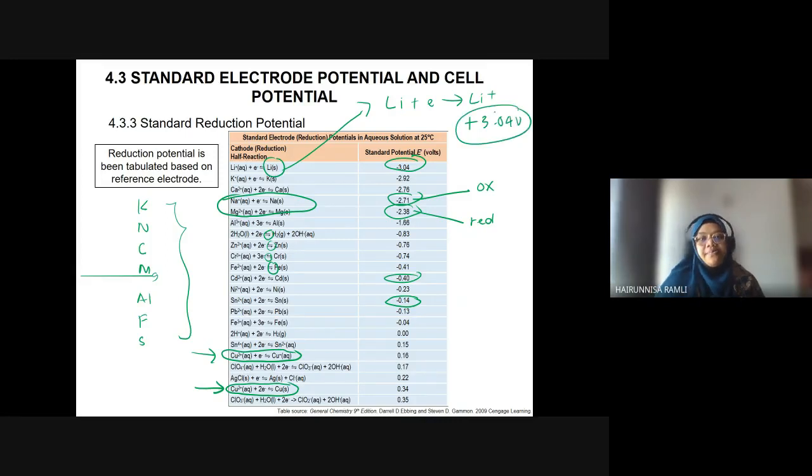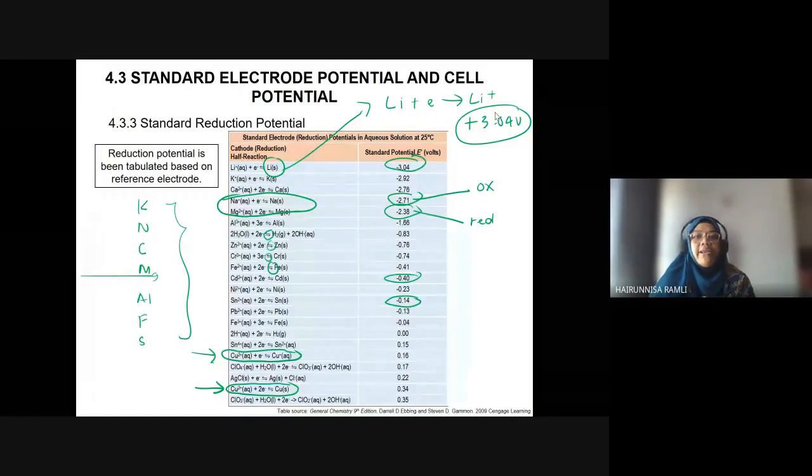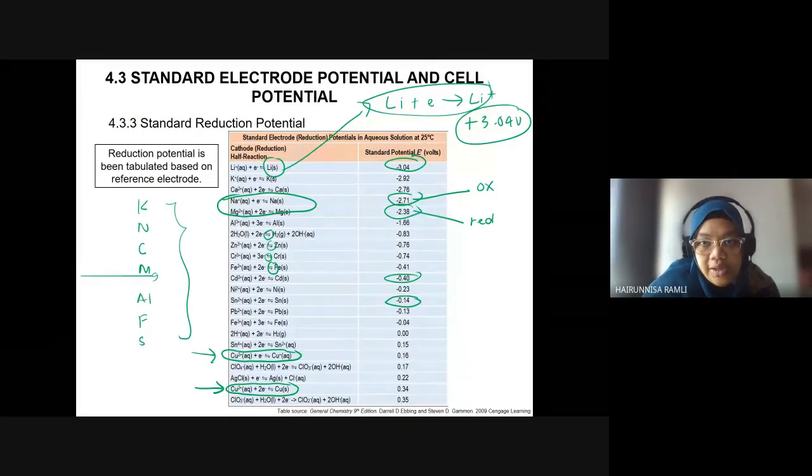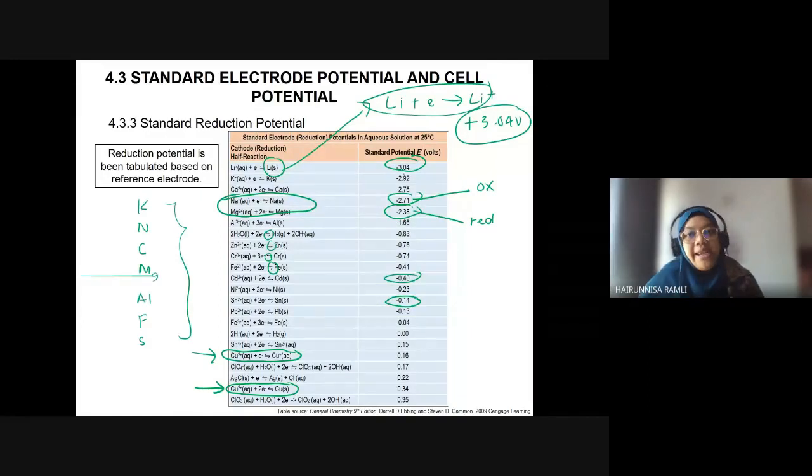Tu maksud dia. Ini related dengan apa yang saya explain tadi, based on sketch tadi, based on SHE, inilah value-value kat sini. You kena tukar. Kalau you nak kira nantilah, so you kena tukar. Untuk you fahamkanlah sebab value dia sebenarnya adalah positive value kalau you buat equation tu dalam bentuk ni. Tapi kalau you buat equation tu dalam bentuk reduction juga, dia akan kekal sebagai negatif.